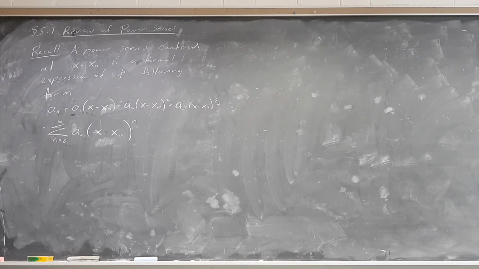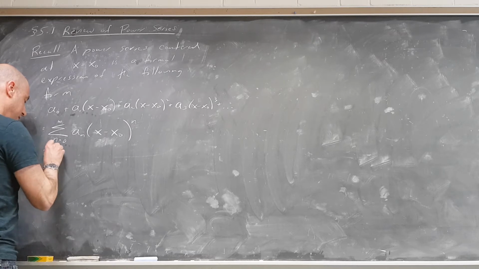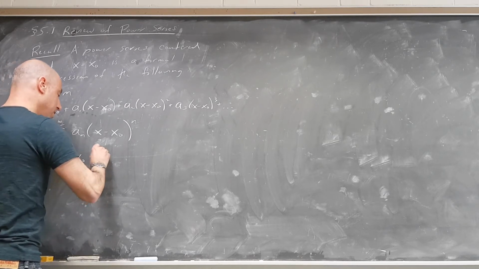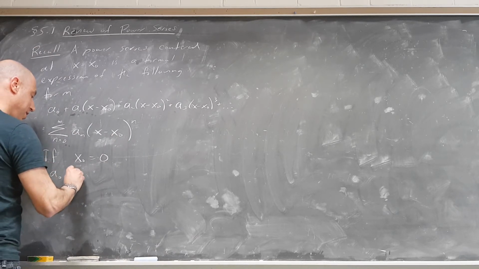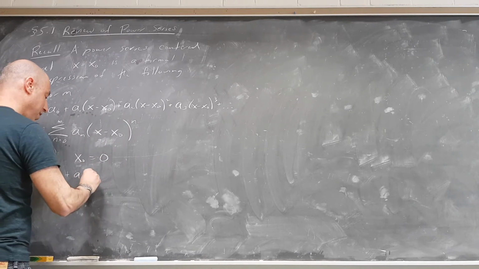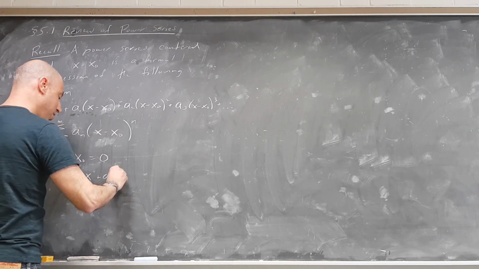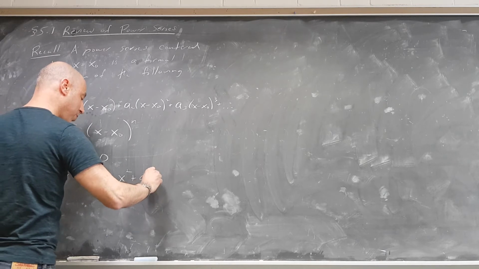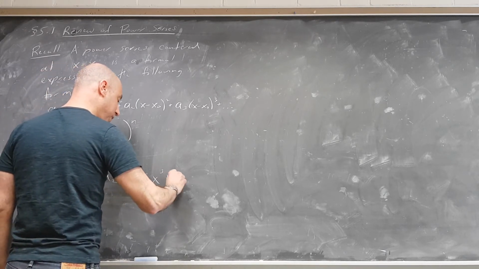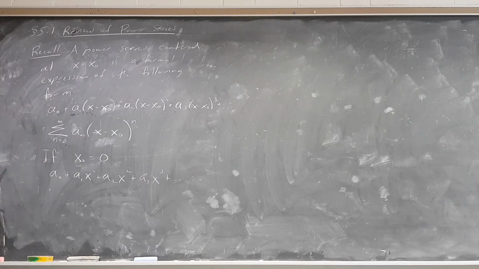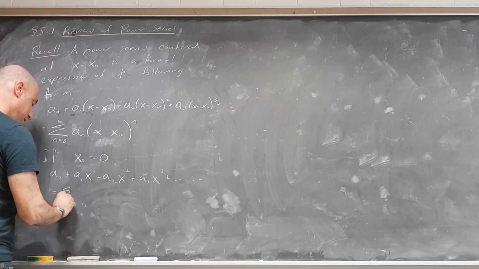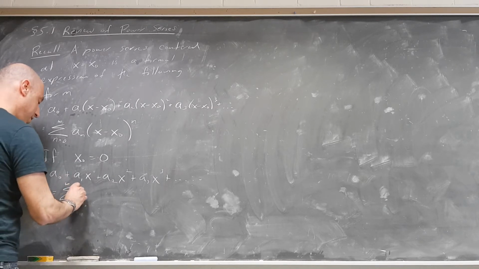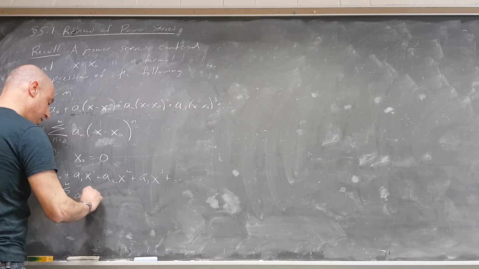If I write my power series around x equals 0, then this looks a little bit simpler. We write this as a naught plus a1 times (x minus 0), in other words, x, plus a2 x squared plus a3 x cubed plus and so on forever. And I can write this using sigma notation if I like. n goes from 0 to infinity, a n x to the n.